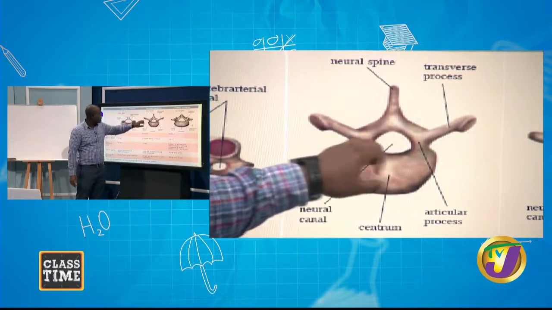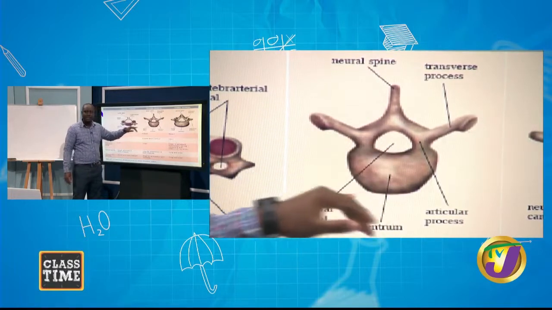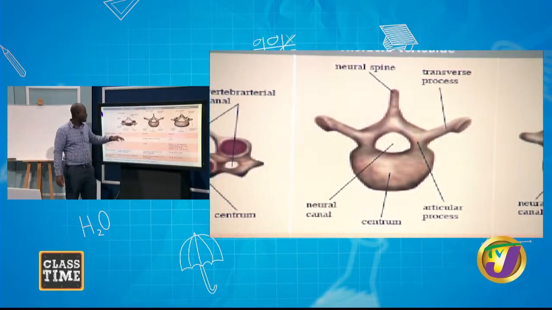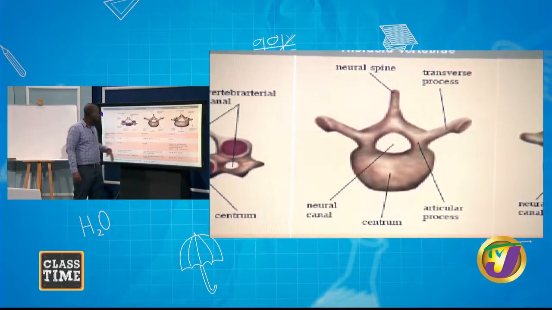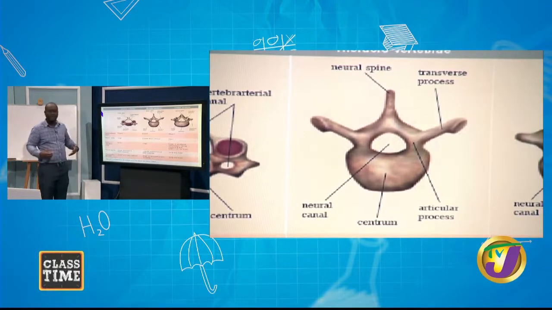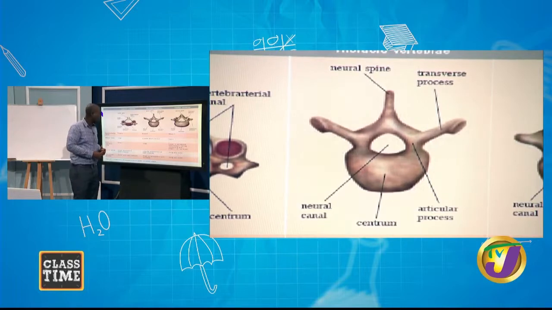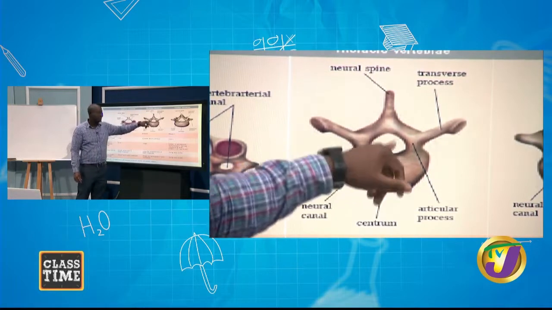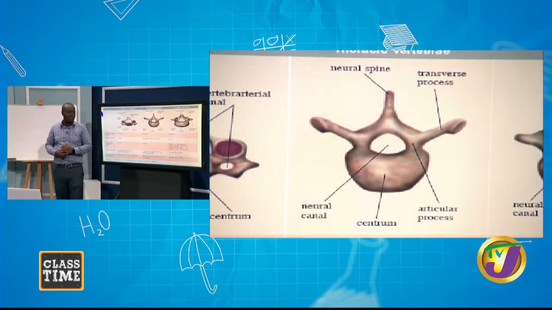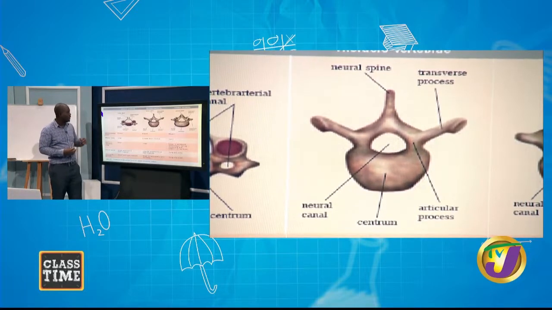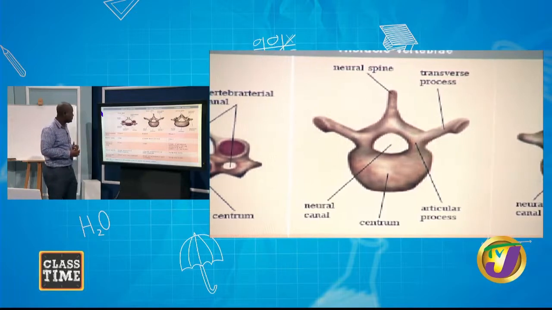It has short transverse processes. I know the diagram kind of doesn't give it justice, but it has a very long neural spine compared to the rest. It has very short transverse processes, and that is to facilitate the rib cage, articulation with the rib cage. The neural canal is smaller compared to the cervical, and their centrum is larger than the cervical, but it is not as large as the other one that we're going to show you. Right?